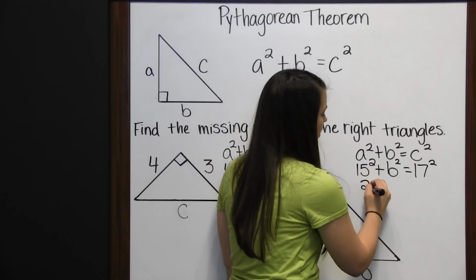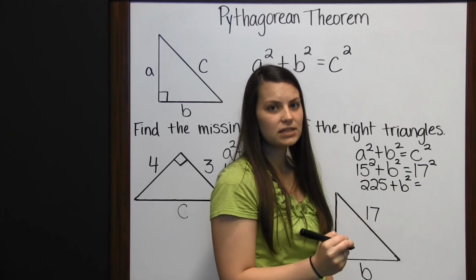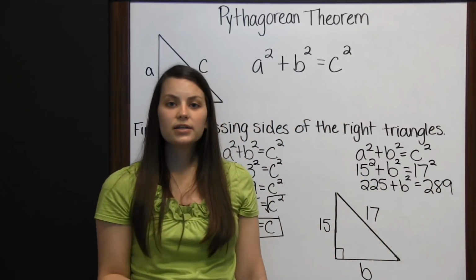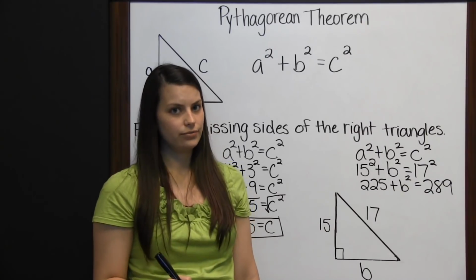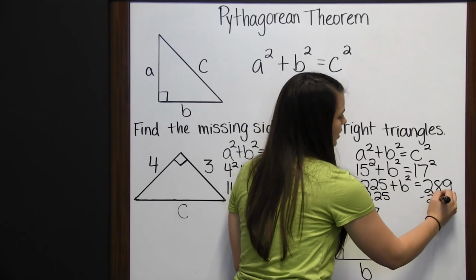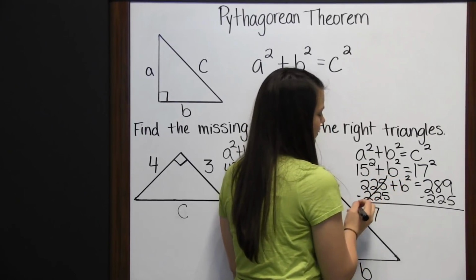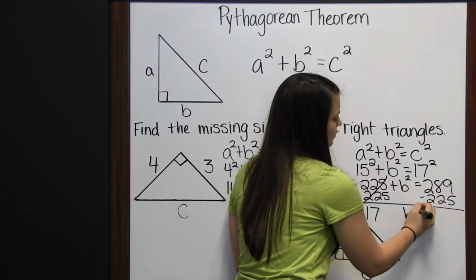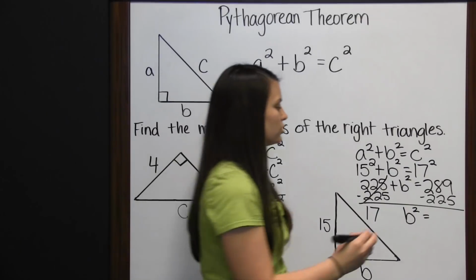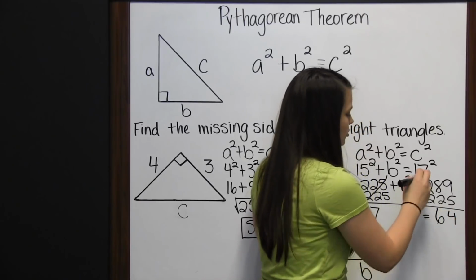15 squared is 225, plus B squared is equal to 17 squared is 289. Since we're trying to solve for B, that means we need to get B alone. And to do that, we're going to have to subtract 225 from both sides. 225 minus 225 is 0. So on the left side, we're left with B squared is equal to, and then 289 minus 225, 9 minus 5 is 4, 8 minus 2 is 6, and 2 minus 2 is 0.